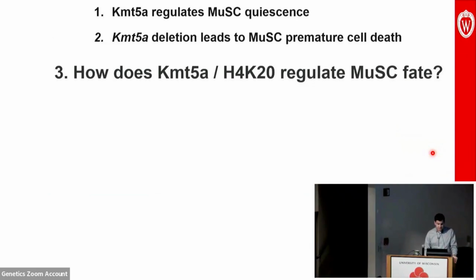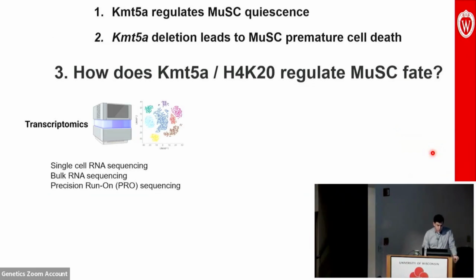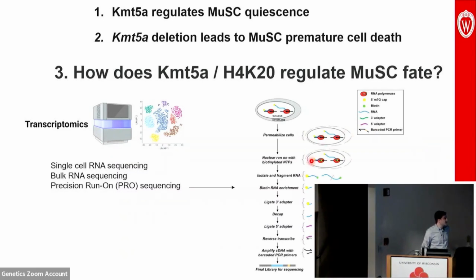So we started to be curious about how KMT5A was regulating the fate of those stem cells. And so we turned to transcriptomic methods. We used a collection of them: single-cell RNA-seq, bulk, and also something called precision run-on sequencing, which, if you're not familiar with this, basically what it does is that unlike bulk RNA, which really captures the entirety of the mRNA present in your cell, it will actually quantify the expression of nascent RNA, right? So it will capture the genes that are actively being expressed rather than just the mRNA that are already in your cell and might have been there for a while.